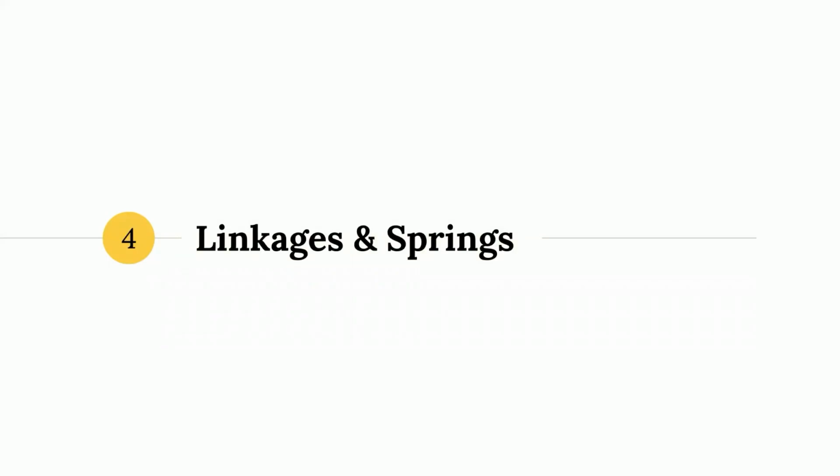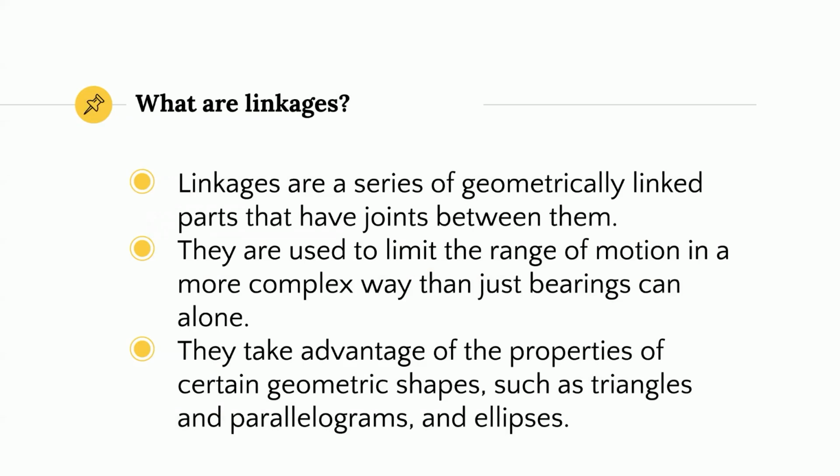Linkages and springs. Linkages. What are linkages? Linkages are a series of geometrically linked parts that have joints between them. They are used to limit the range of motion in a more complex way than just bearings can alone. They take advantage of the properties of certain geometric shapes, such as triangles and parallelograms and ellipses.